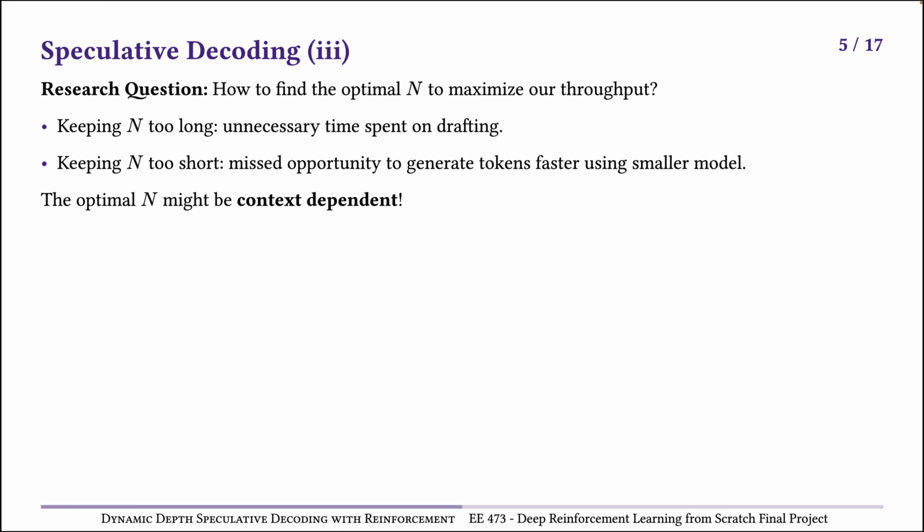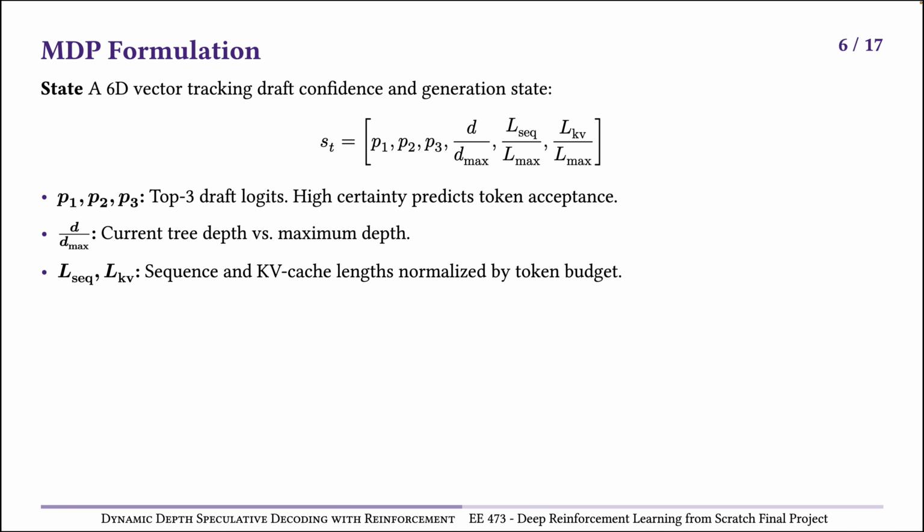The question is, how do we choose this drafting length n to maximize our throughput? If we keep n too long, we spend unnecessary time on drafting tokens that wouldn't be accepted. If we keep it too short, we miss opportunities to speed up generation by potentially accepted tokens. And studies show that the ideal n is context dependent. Based on prompt complexity, more or fewer tokens could be accepted on average.